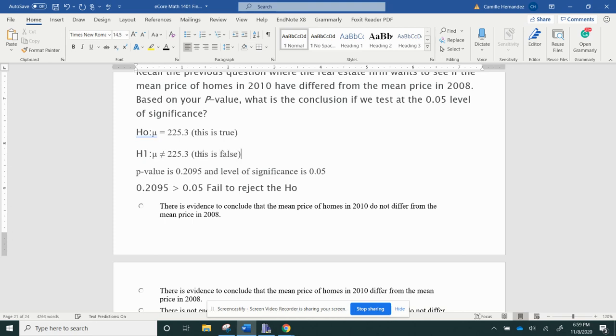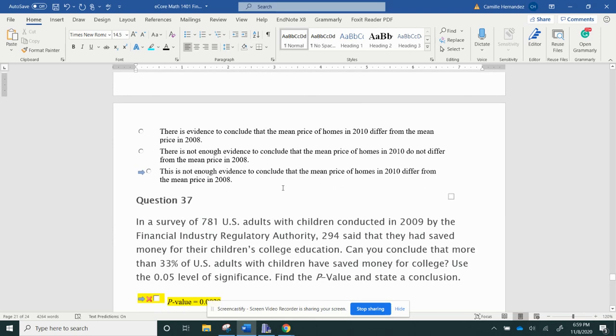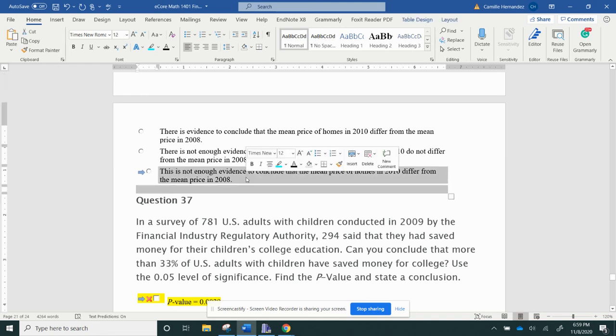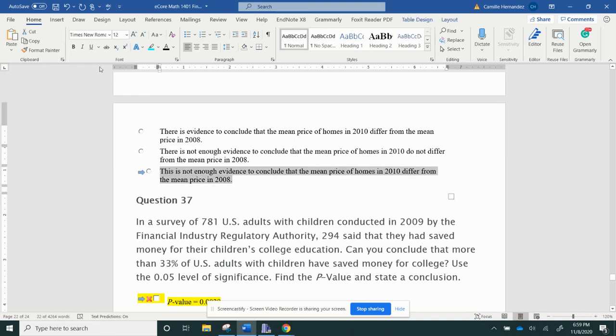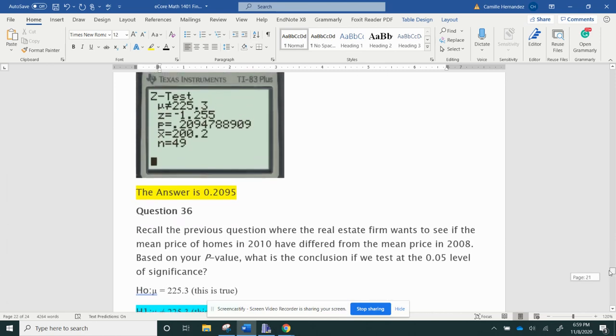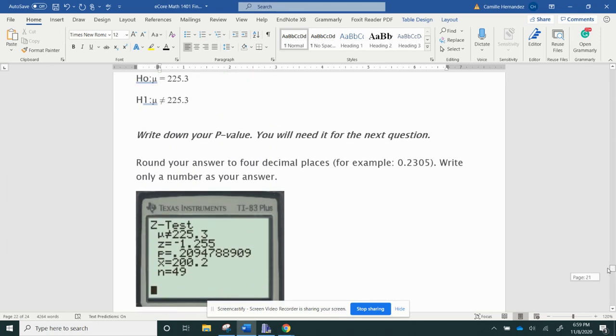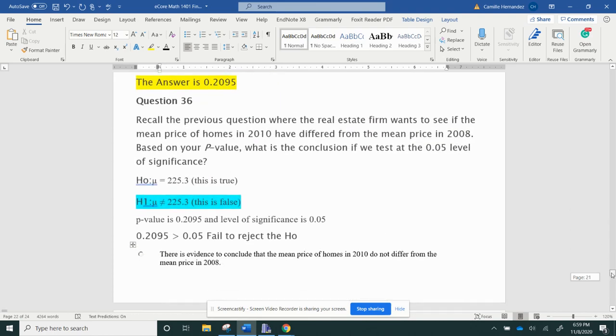But remember, this was what they were questioning. They were looking at this one to see how we could interpret that. But because it's false, that means there's not enough evidence to support it. So that gives me my answer right here. There's not enough evidence to support that the mean prices of the houses in 2010 differ from the mean prices in 2008. And again, it has to do with they're not that different, and that's what they're looking at. All right, I hope that helped.